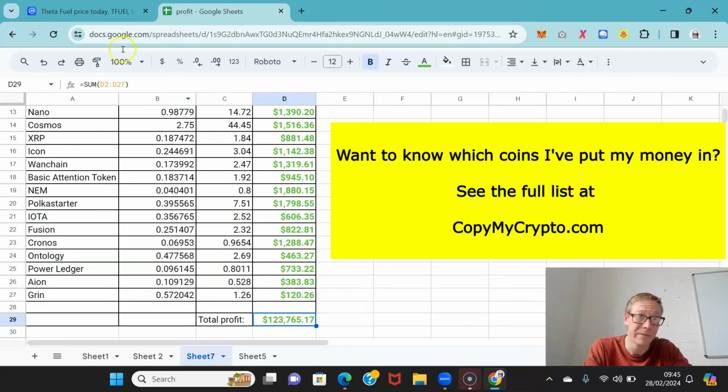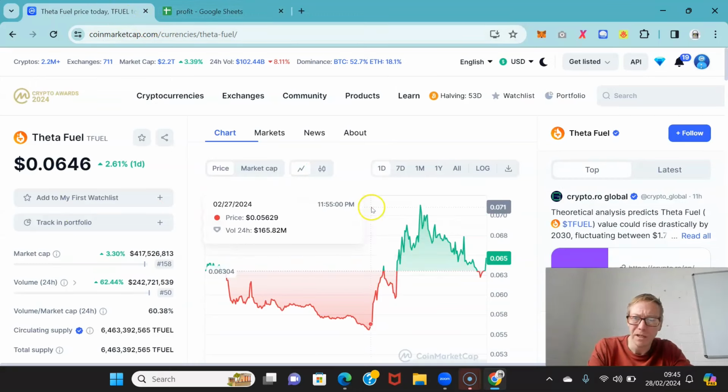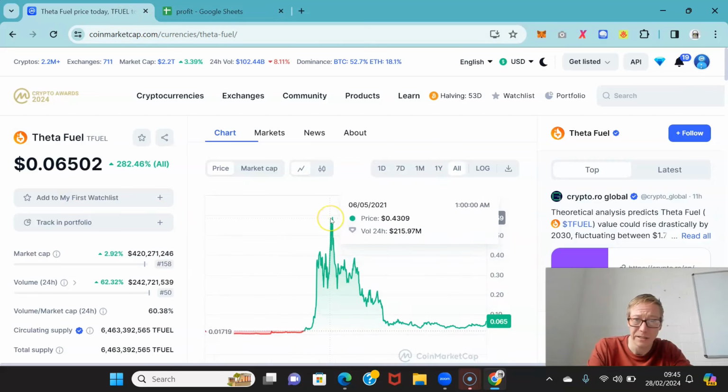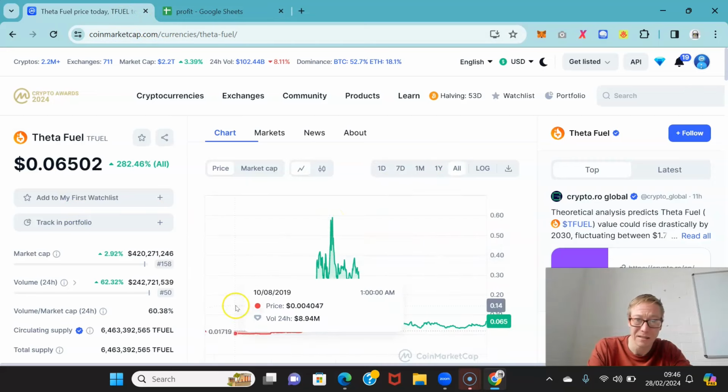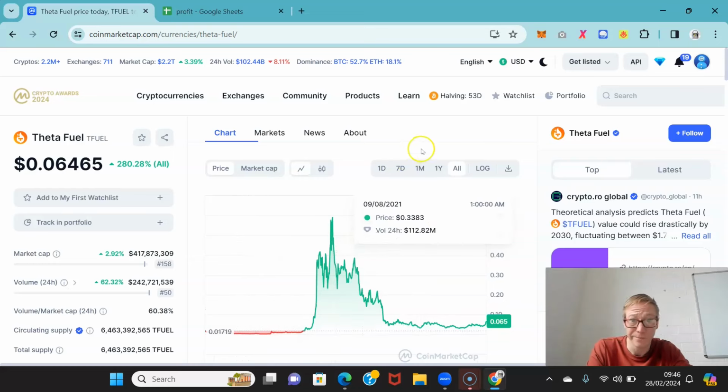Now, Theta Fuel. All time, it actually did pretty well in the last bull cycle. It went all the way up to 60 cents, and there were points where it was at 0.3 cents. So it did like a 200x, which is pretty good.